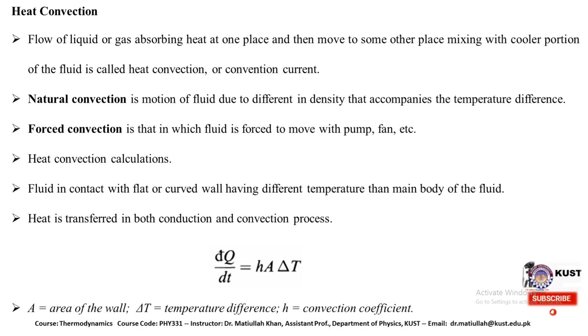Here A is the area of the wall, ΔT is the temperature difference, and h is the convection coefficient. Heat convection depends on various parameters, and it depends upon the nature of the walls. It may be flat or curved. As I told you, the container in which you place the fluid, whether liquid or gas, also matters. We also need to take into account the quality of that material, whether it has low or high conductivity, because it plays a very important role. It is actually the barrier between the heat source and the fluid whose temperature we are changing.